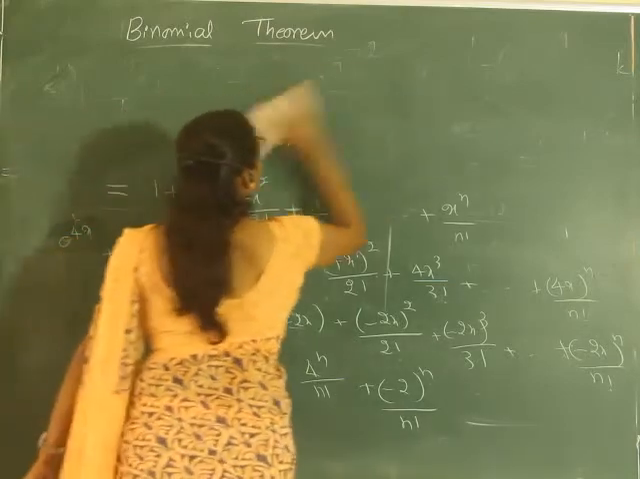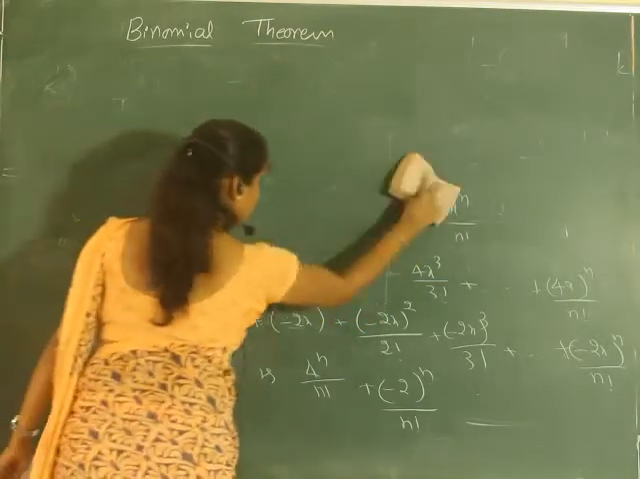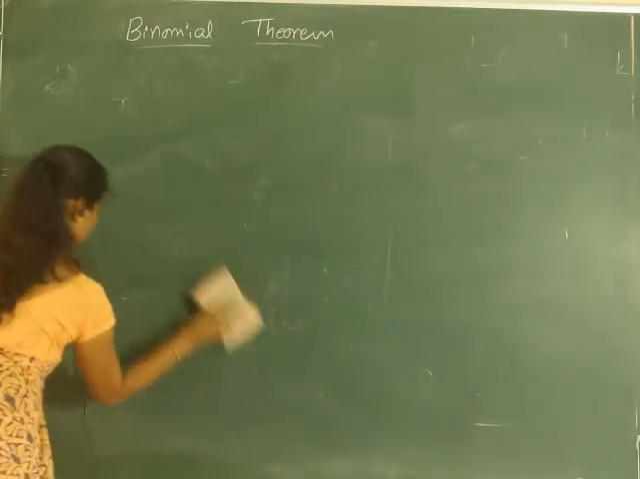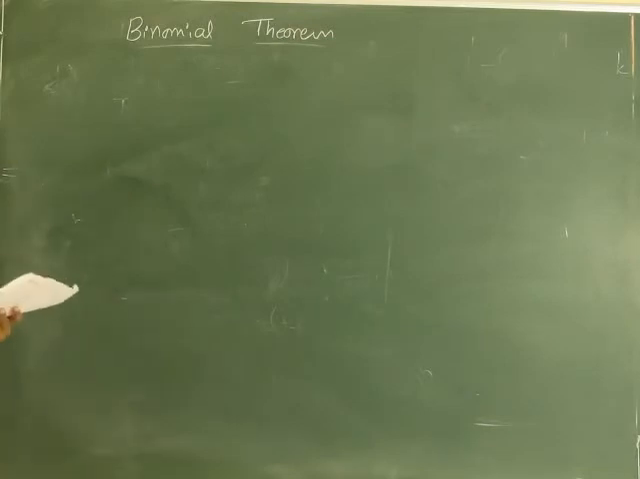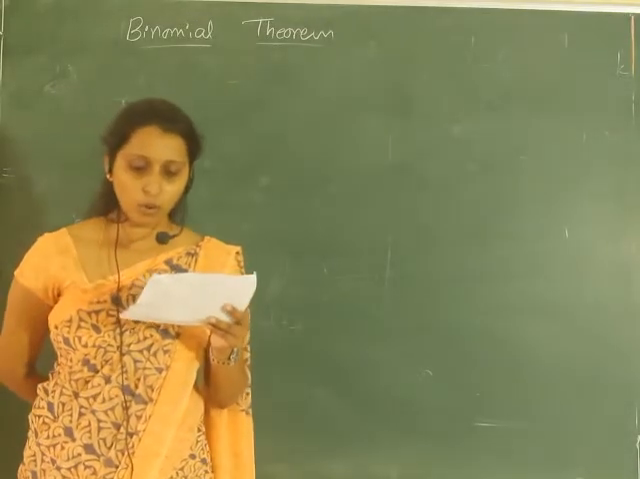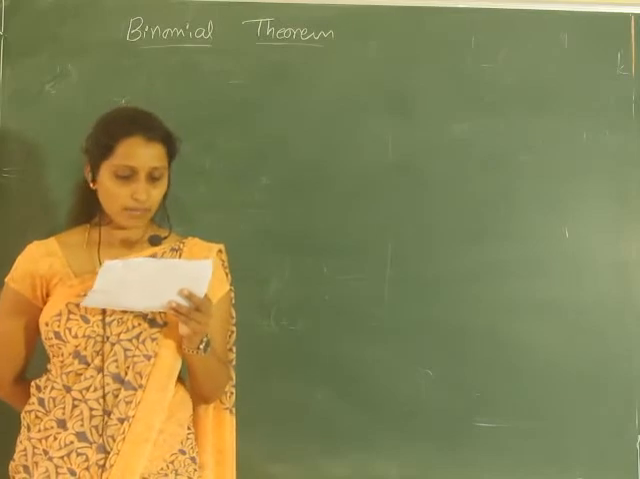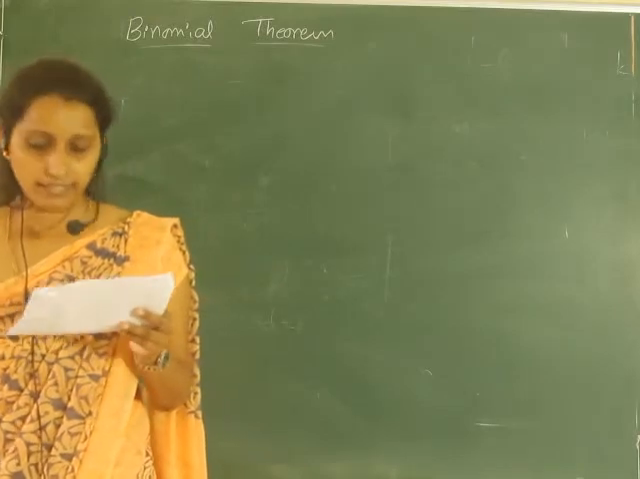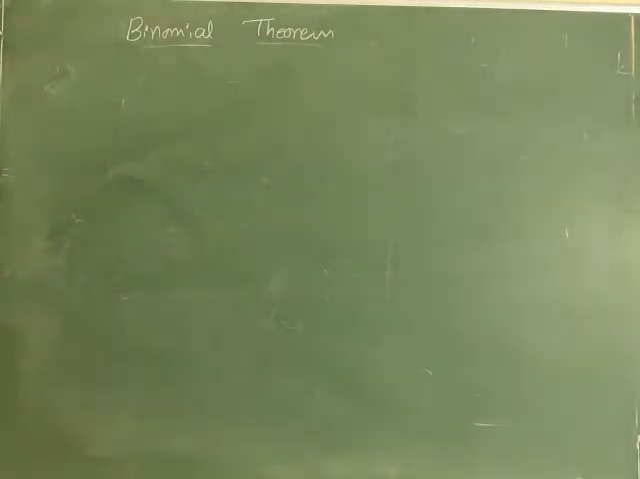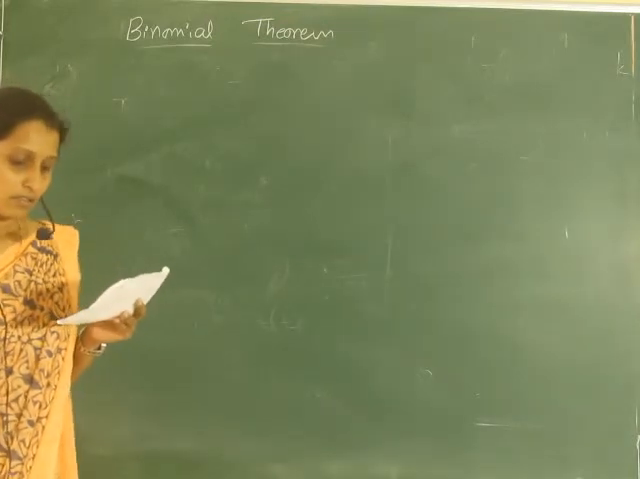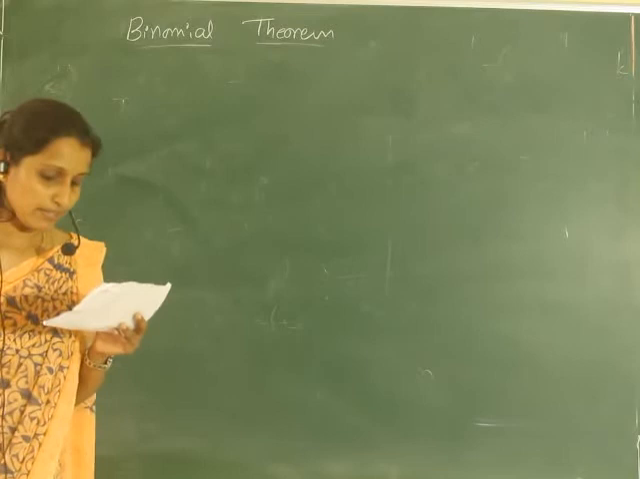Next, 28th. So what is the question 28th? If the sum of the coefficients in the expansion of 1 minus 3x plus 10x square whole power n is A, and if the sum of the coefficients in the expansion of 1 plus x square whole power n is B, then what is the relation between A and B? A is the sum of the coefficients in the expansion of 1 minus 3x plus 10x square whole power n, and B is the sum of the coefficients of the expansion 1 plus x square whole power n.